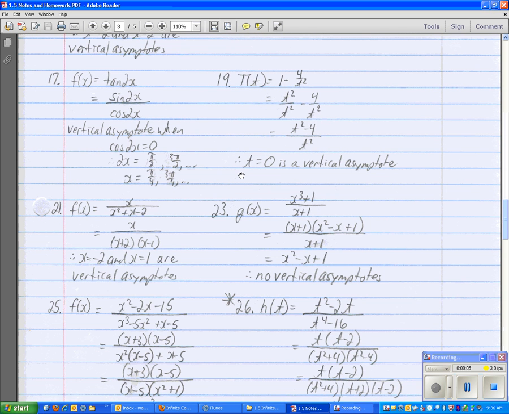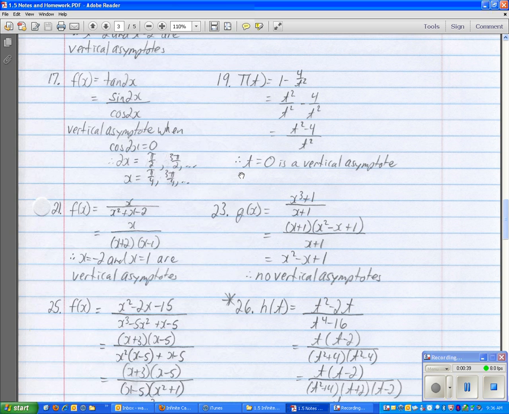On 17, the directions say to find the vertical asymptotes, if any, of the graph of the function. So on 17, we've got f of x equals the tangent of 2x. I'm going to change tangent of theta to the sine of theta over the cosine of theta, so make that the sine of 2x over the cosine of 2x. So there will be a vertical asymptote whenever the cosine of 2x equals 0.